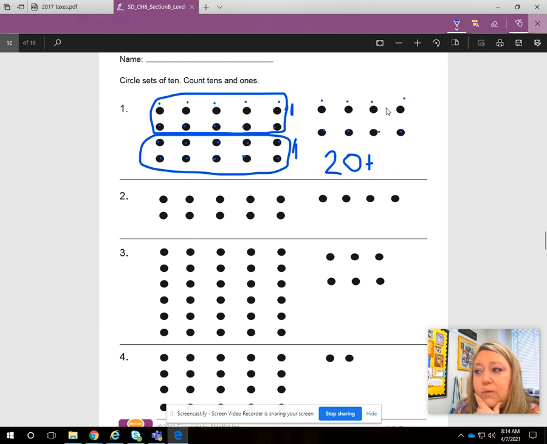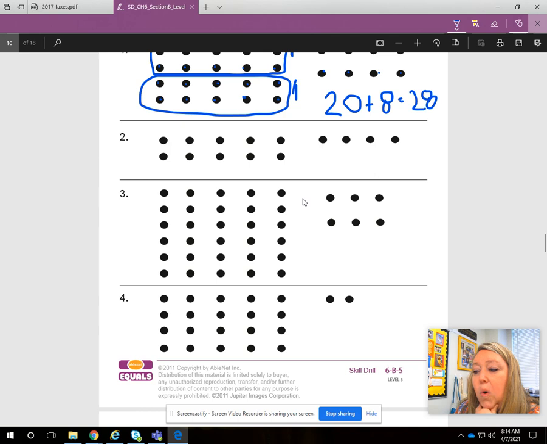1, 2, 3, 4, 5, 6, 7, 8. So 20 plus 8 equals 28. We can also count by tens and then by ones. So 10, 20, 21, 22, 23, 24, 25, 26, 27, 28. Okay. All right, let's do one more.